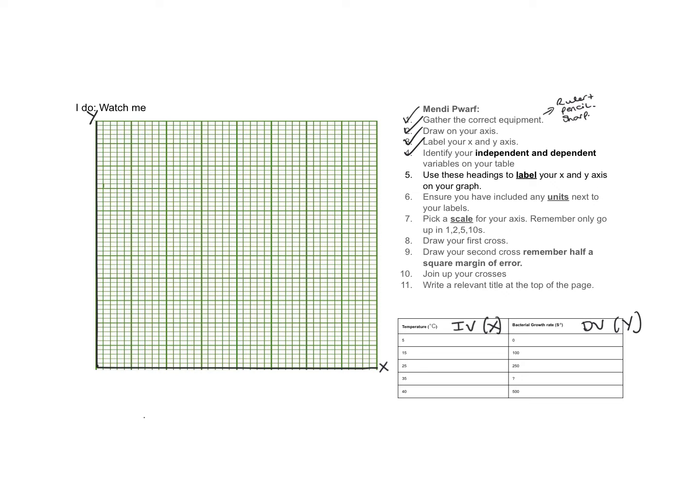So I'm going to put temperature down here, leaving space to ensure that I can put my scale on. Again, leaving space, checking that you're including your units. Okay, at any point, if it's going a bit fast for you, make sure you pause it and just do that point before you move on. Ensure you have included any units next to your labels.